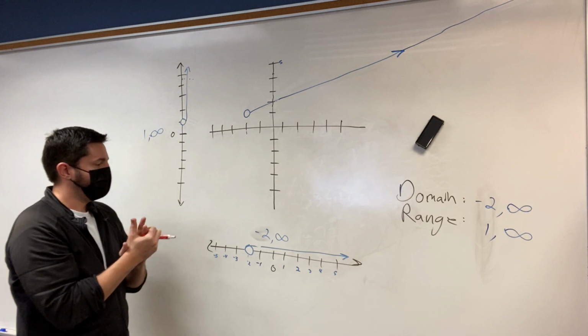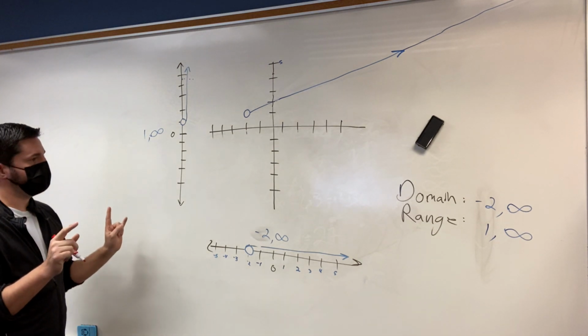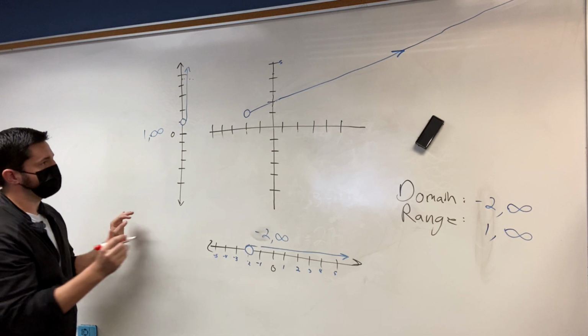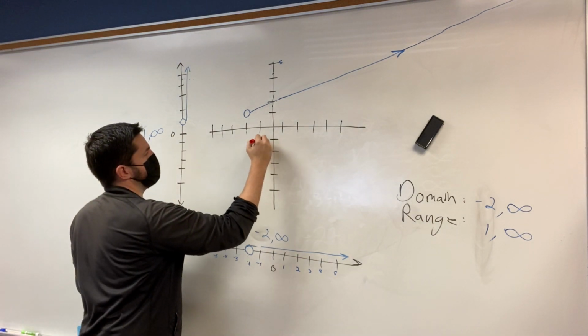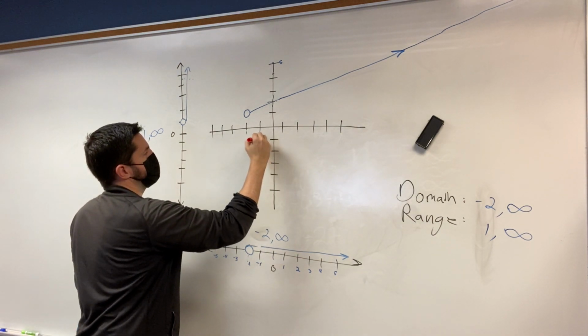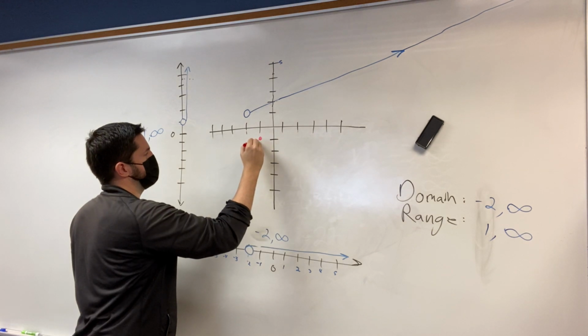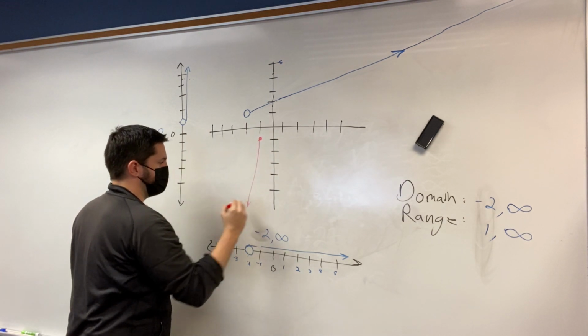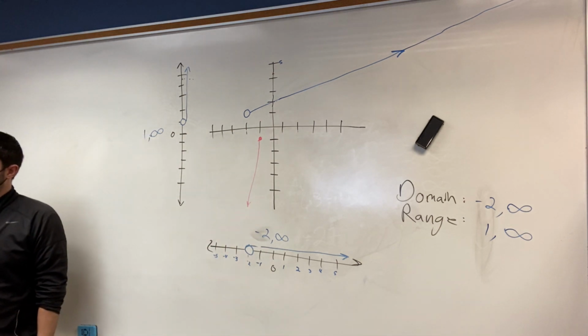All right, now I am going to add in a thing right here. I'm going to put in a closed circle right there, and I'm going to go down. Okay, good. Domain and range.